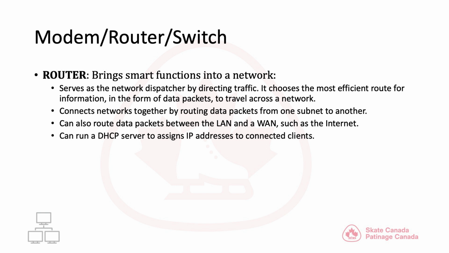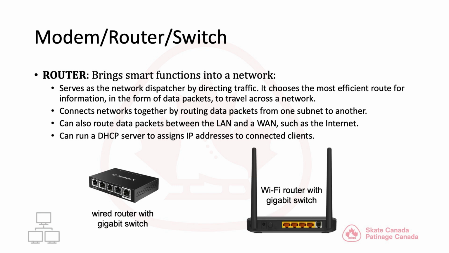A router can not only route network traffic from one subnet to another, but it can also route data packets between the LAN and a WAN, such as the Internet. And finally, a router can also run a DHCP server that assigns IP addresses to connected clients.